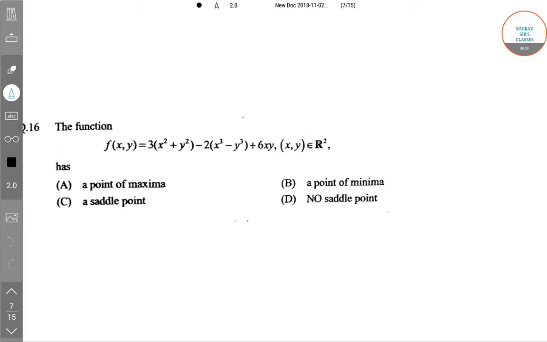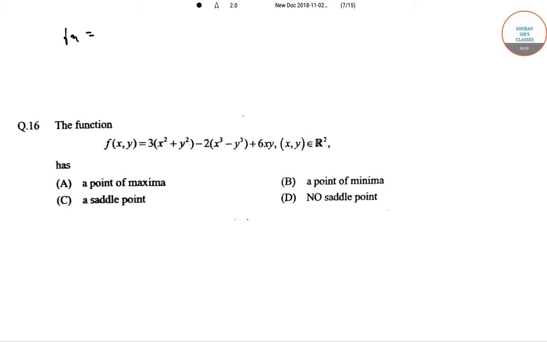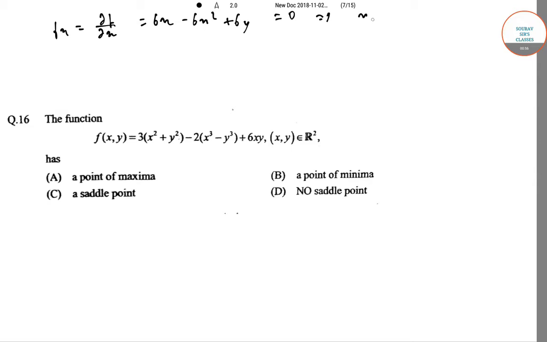Now, we have been given the function f(x,y). Now fx, that is the first derivative of f with respect to x, is equal to 6x minus 6x squared plus 6y. Now for this to be 0, we can have x is equal to 0 and y is equal to 0, or x is equal to 1 and y is equal to 0.